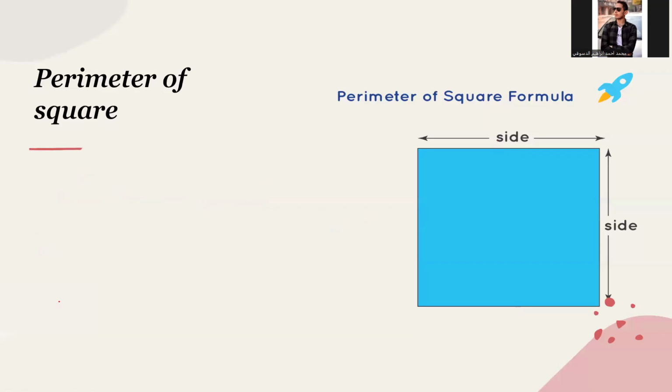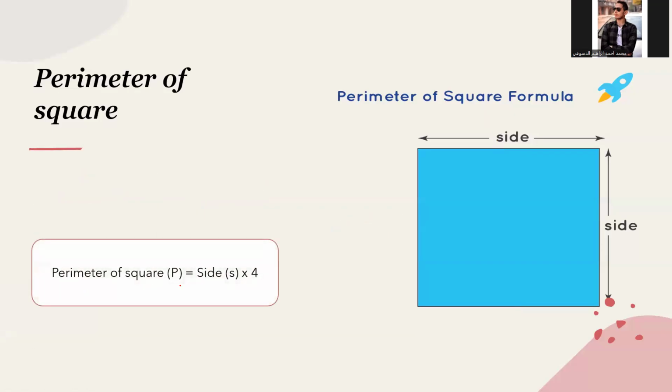So we understood how we get this formula. The formula of the perimeter for the square, we can call it P. The side, we can relate it by S times 4. So the perimeter of a square is this. You just take one side and multiply it by 4, and you get the perimeter of the square.